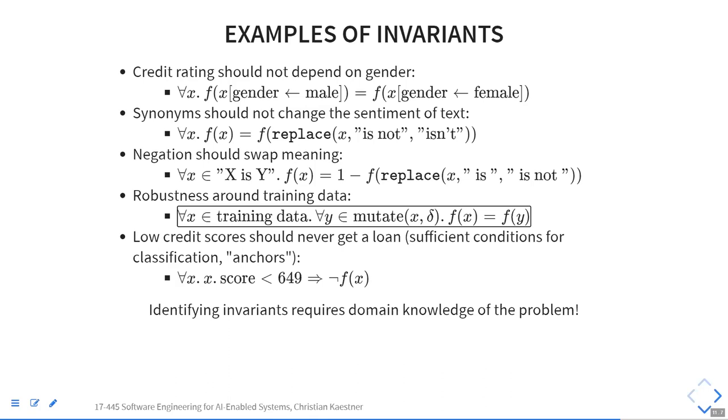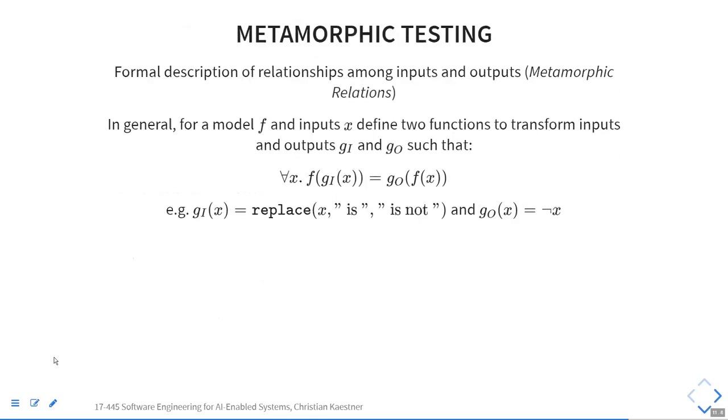Typically, you can also test this at the system level. It's kind of hard to come up with invariants. It's domain specific. You sometimes need experts. You can do some invariant mining. So this is called specification mining in software engineering. It's called anchors in explainable machine learning. So there are a couple of techniques where you can try to find them, but often you have experts thinking about this. And just so that you have heard the term, in the software engineering literature, in the research community, this is called metamorphic testing.